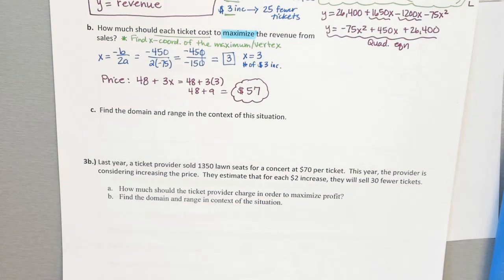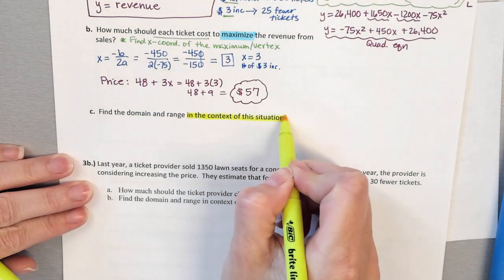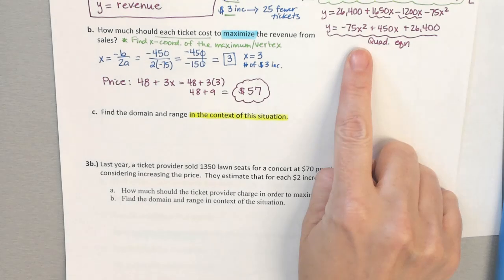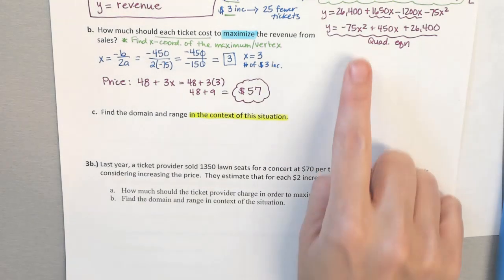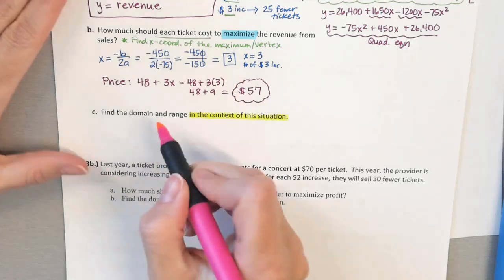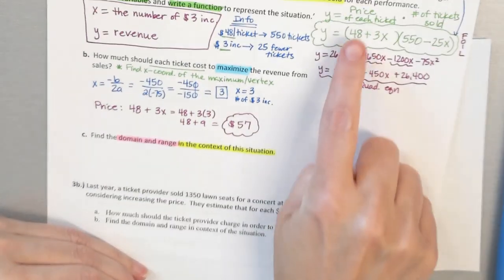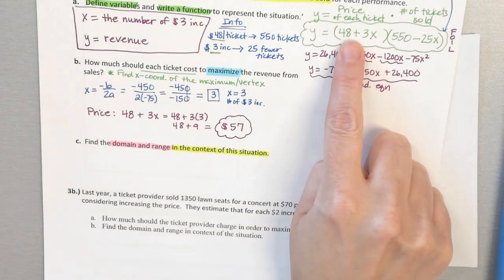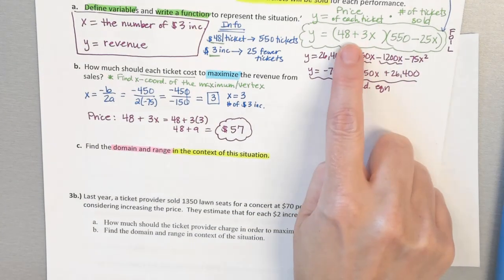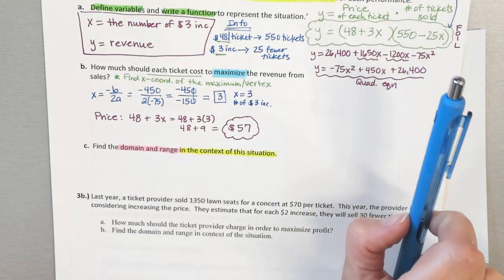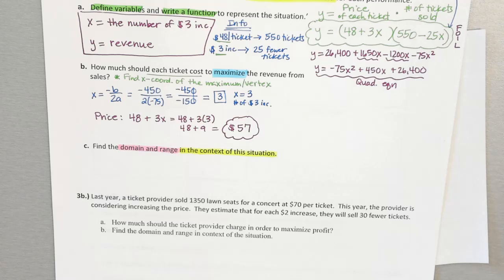The reason they specify in context of this situation is because every quadratic function has a domain of what? What did we talk about yesterday? All real numbers. But in this case, we have a real world problem, right? Okay, it's not going to be all real numbers because we have this function that deals with the price and the number of tickets sold. So the price can't be what? Can't be negative, right? So technically it could be 0. You don't have to sell anything, okay? But it can't be negative.